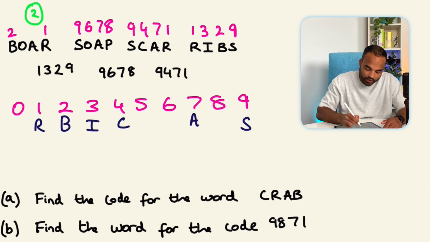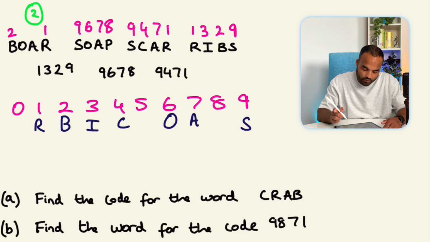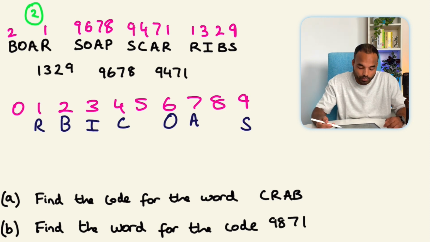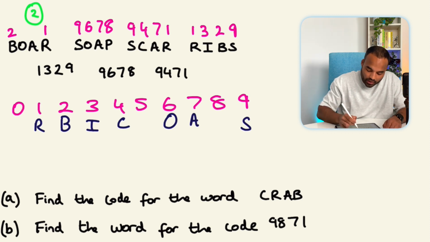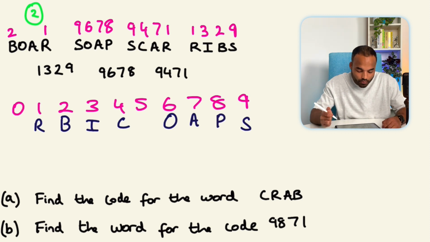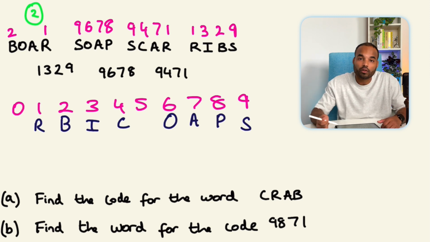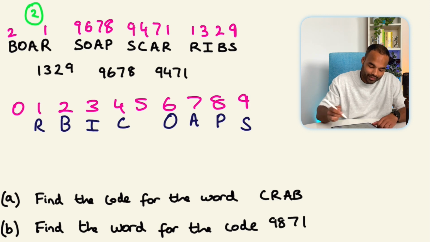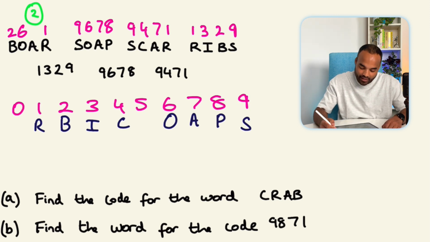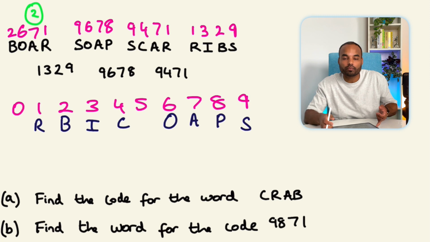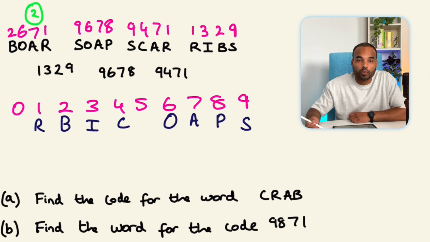So 6 is represented by O. 5 is, I don't think we have, do we have 5? Okay, so there's no 5 in this example. You won't always need to use every single digit from 0 to 9. So this is an example of where that's the case. 8 is represented by the letter P. And that's it. Let's go back and fill in the code for ball. So ball, O is 6 and A is 7. Okay, so we have all of the number codes for all of the words.